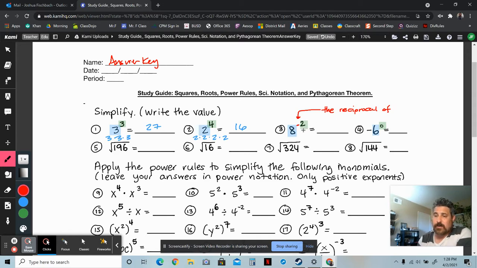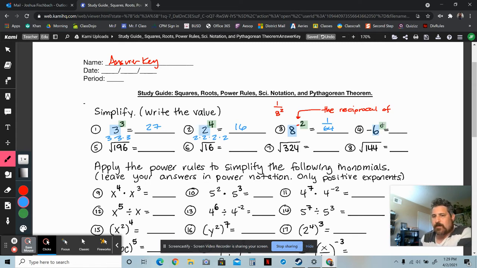Now, what does it mean to be the reciprocal? It just means that you flip it top to bottom. So if it's 8 over 1, its reciprocal would be 1 over 8. In this situation, this is basically just saying 1 over 8 to the second power. That's what it's really saying. And 8 to the second power is 8 times itself, so that's going to be 64. So this is going to be 1 over 64. It's the reciprocal of 8 squared. 8 squared is 64, and the reciprocal of that would be 1 over 64.